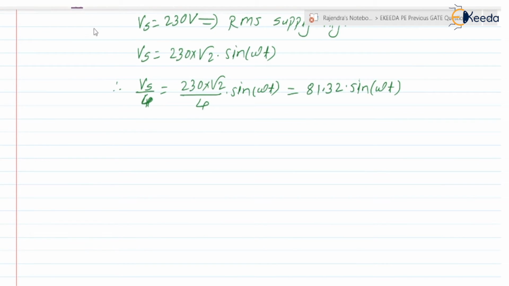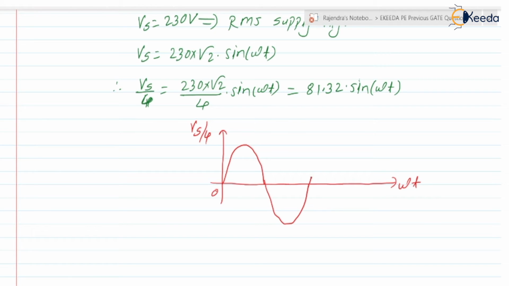So we can draw the waveform for Vs by 4. It will be like this. I am drawing it for Vs by 4 only because it is a step down transformer. The voltage that will be appearing at the secondary side is equal to Vs by 4. By default it is sinusoidal only, but it is having somewhat lesser magnitude as compared to the supply side. This is pi, this is 2 pi, this is 3 pi. Next, E is 12 volt, so E here we are having equal to 12 volt.